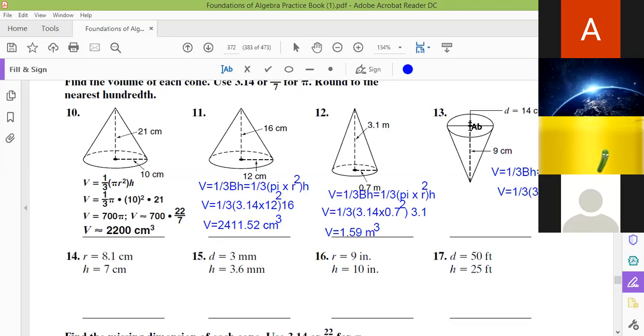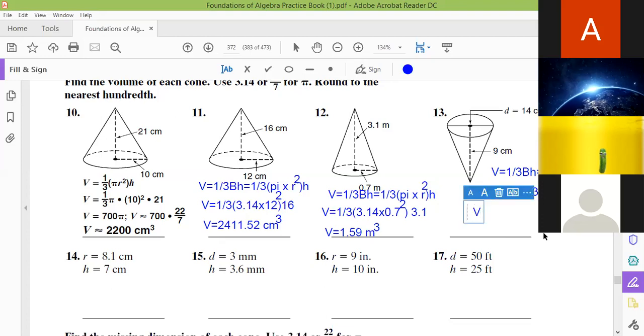We are not using diameter here. We are using radius, the half of it. What will be the half of diameter? 14 divided by 2, 7. So you will use 7, not D. And then times the height of a cone, which is 9. And now 7 square actually. Now calculate it and tell me the answer.